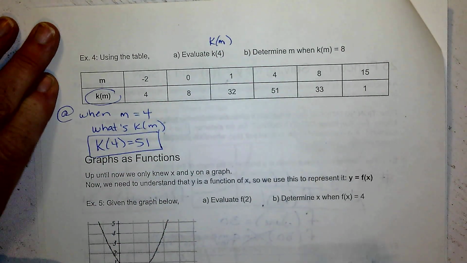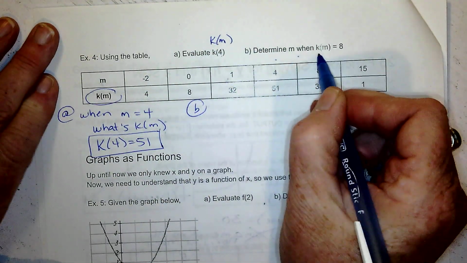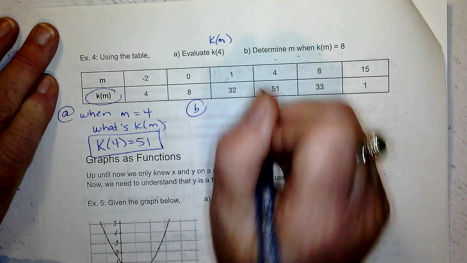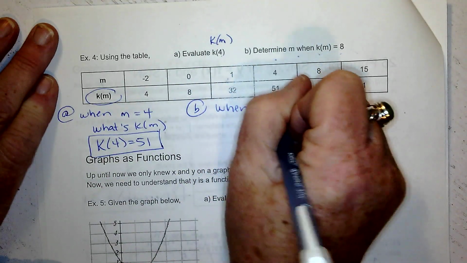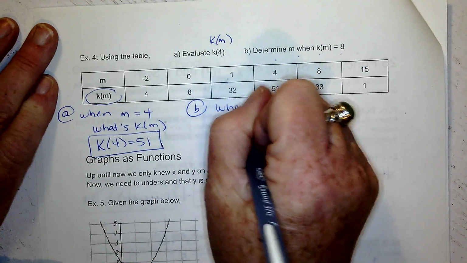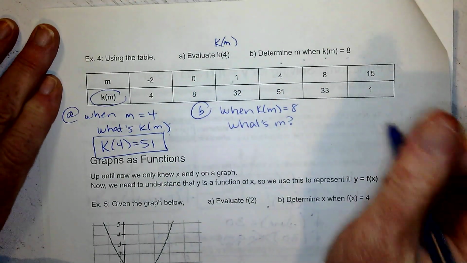All right. The next one. Determine m when k of m is 8. So here's the question I ask myself. When k of m is equal to 8, what's m? Be careful. Sometimes there's more than one.